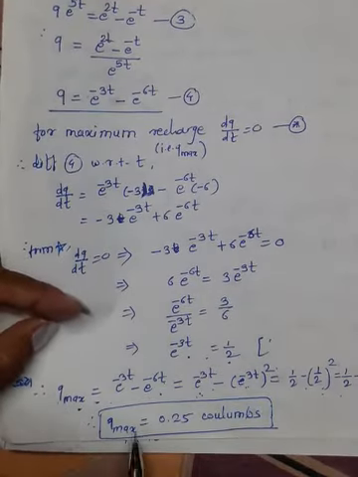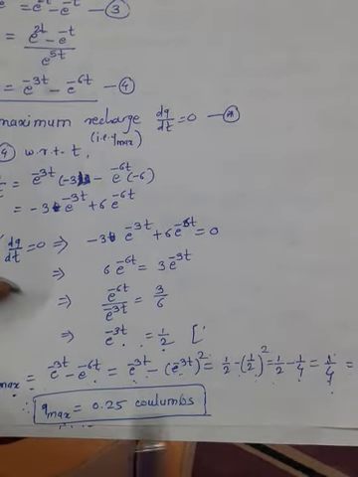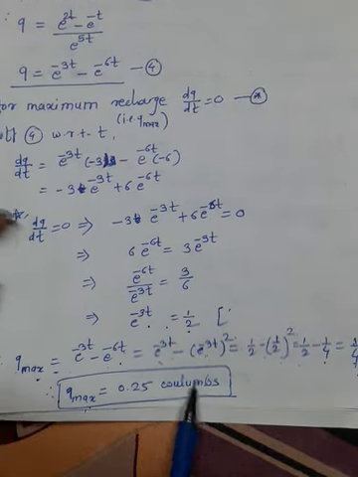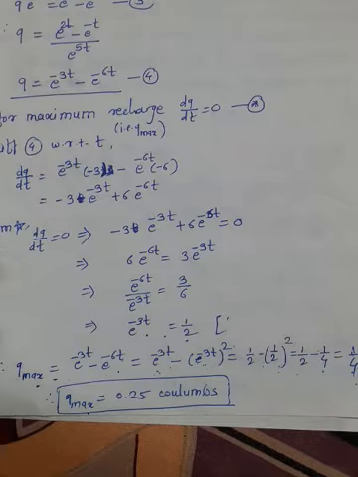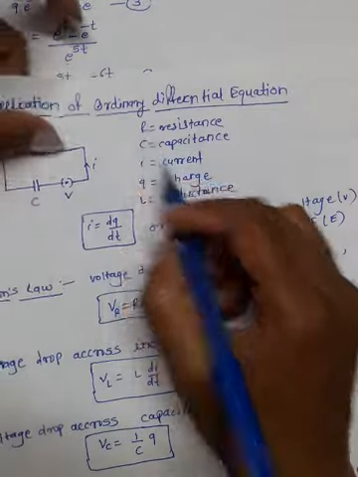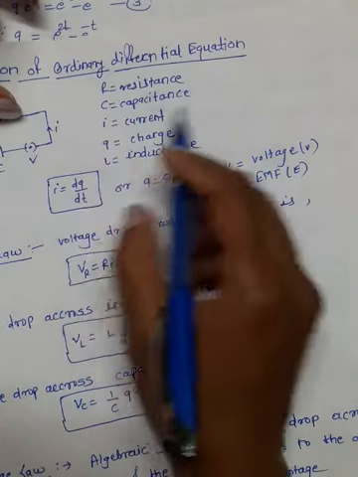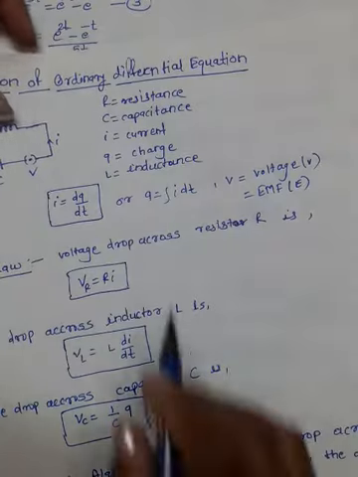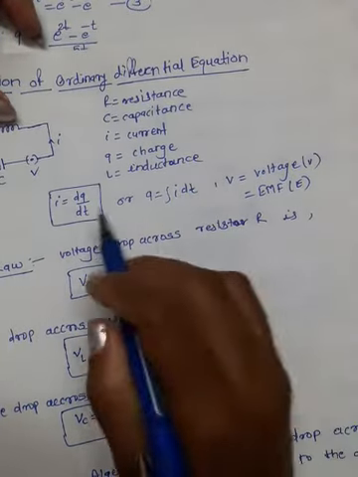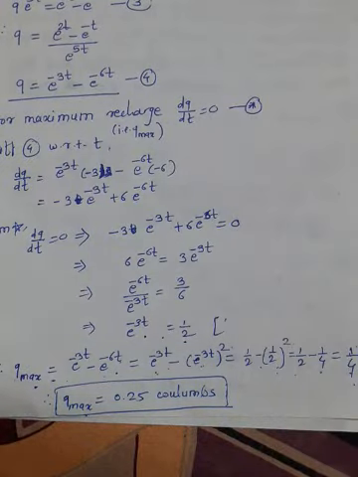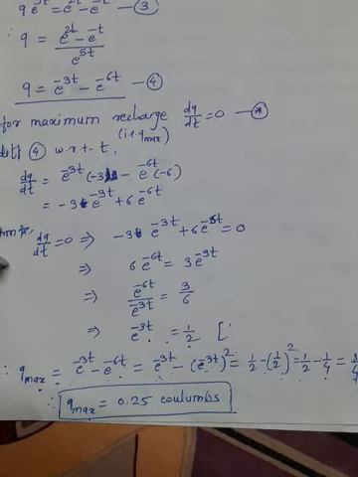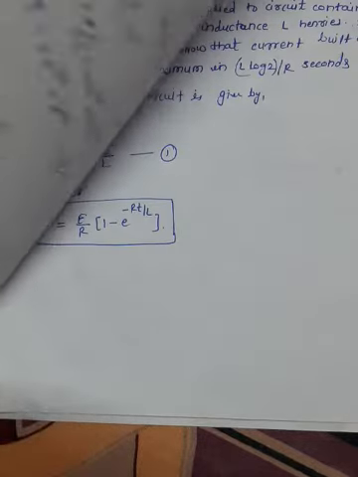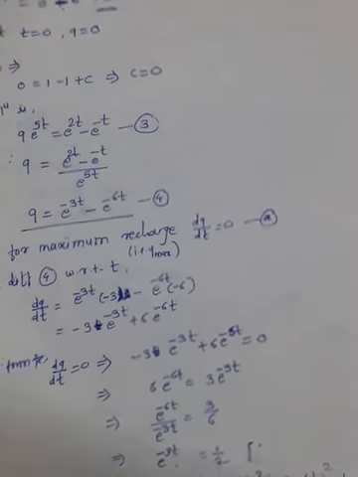Final answer is q maximum. Maximum charge in the circuit is 0.25. Unit of charge is coulomb. Okay, remember these. Unit of resistor is ohm, unit of capacitor is farad, unit of current is ampere, unit of charge is coulomb. Okay, now let us move to another example.